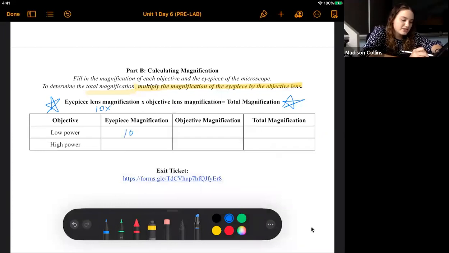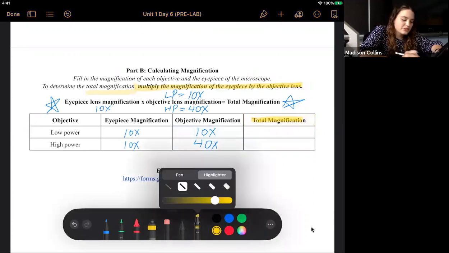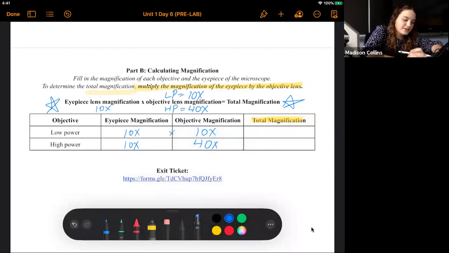Your eyepiece magnification is always going to be 10x. But we deal with 2 different objective lenses. Your low power is going to be 10x, and your high power is 40x. So let's fill that in right here. The low power objective is going to be 10x, and your high power objective is 40x. So using this formula, in order to calculate the total magnification, you have to multiply these numbers. So what we're going to do is you'll multiply 10x times 10x. So that means that your low power total magnification is 100x.